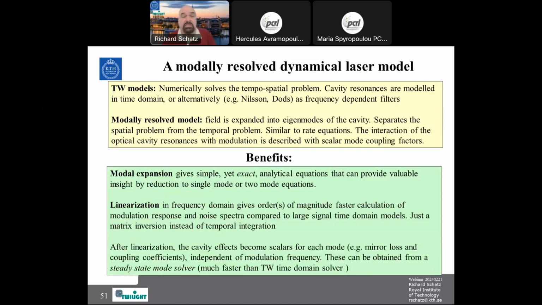The benefit of this is that it gives a simple yet exact analytical equation. For large signal simulations, it's not more efficient, probably the opposite. But for small signal calculations, it's beneficial. And it's also very beneficial to understand what's going on in the laser, because you can select just one mode and see how the laser works if you only take one mode into account, or two modes, and so on. Then you can separate multi-mode phenomena from single-mode phenomena. Also, I can take away spatial hole burning if I want, or include spatial hole burning, and so on.